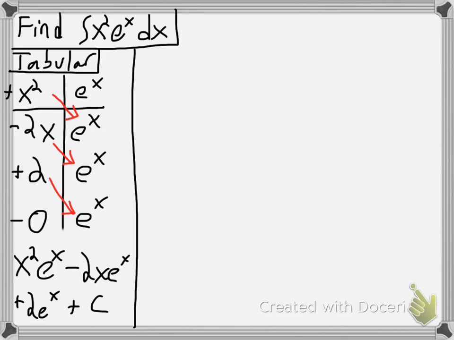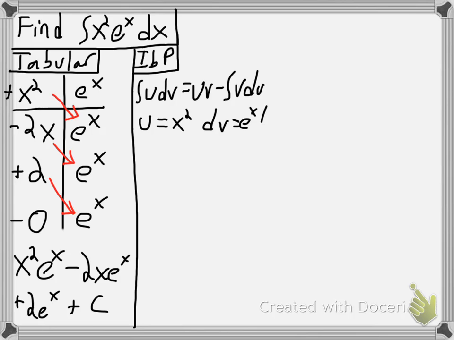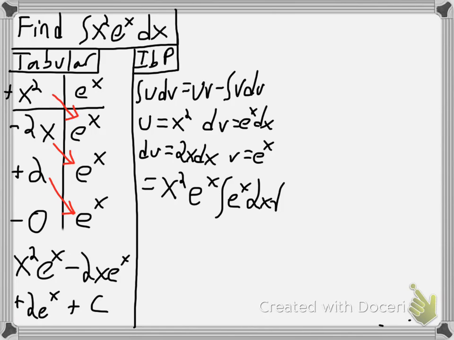That was really quick. Now, for the integration by parts method, remember your formula, the integral of u dv equals uv minus the integral of v du. If you set u equal to x squared and dv to e to the x dx, then you can differentiate u and get 2x dx and integrate dv and get e to the x. If you plug that back in, you find that the integral of x squared e to the x dx equals x squared e to the x minus the integral of e to the x 2x dx. But that integral is also not solved.